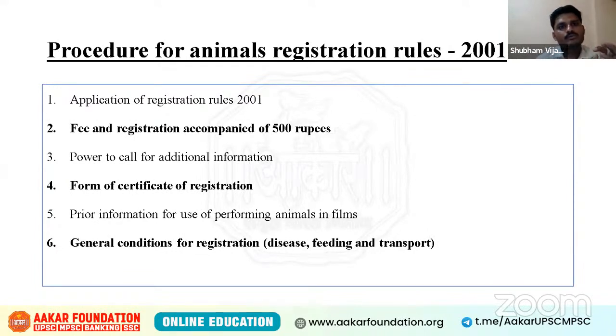Here first of all, what has to be done? Application of registration rules 2001. The fee is ₹500. Additional information we can demand in order to register that animal. A form of certificate is there for registration. Prior information is needed if that animal is later used for performing in a circus or in films. General conditions for registration are also necessary, such as whether the animal is suffering from disease, feeding, or recent transport has happened, or whether the animal will be transported later on. So that general information is very necessary for the registration.